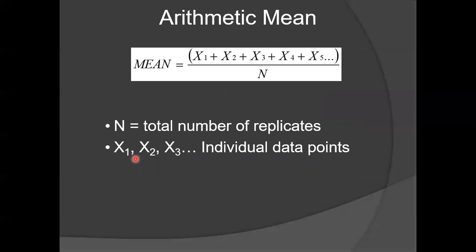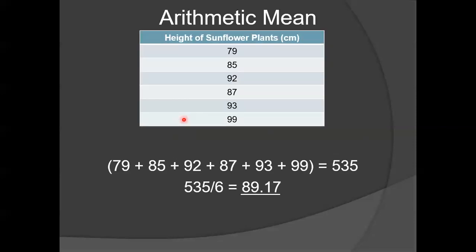To calculate the mean, you simply sum the total number of replicates, or the individual points, and divide it by the total number of replicates. For example, if we measure 6 individual sunflower plants in centimeters, to get the average of these 6, you would add them up and divide by the number of replicates, which are 6. The average height of these sunflower plants is 89.17.